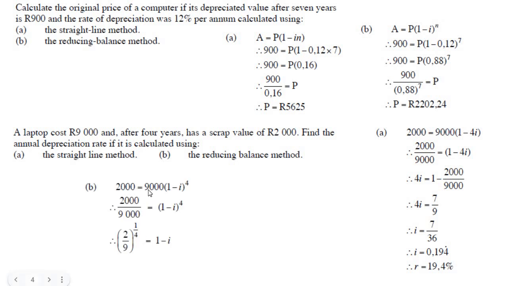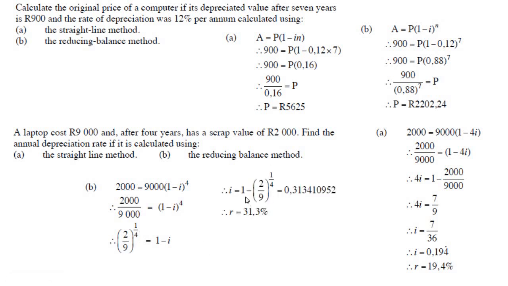Let's see. It's a little bit trickier with reducing balance. We put in the numbers. There's the 2,000, the scrap value, what it ends up as. There's the 9,000 you start with. 4 years, reducing balance. Remember, that's a power. So you still go 2,000 divided by 9,000. That's 2 over 9. But now we've got the fourth power. How do we cancel that? We take the fourth root. So just take the fourth root on your calculator or put it to the 1 over 4 power, and you'll get a number.